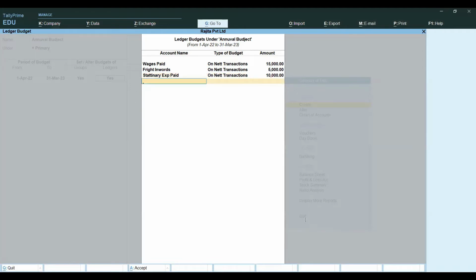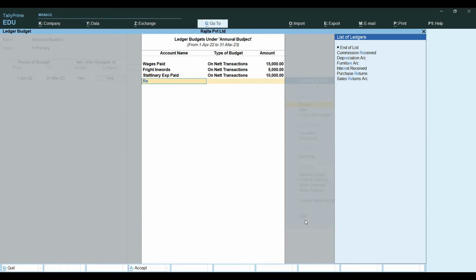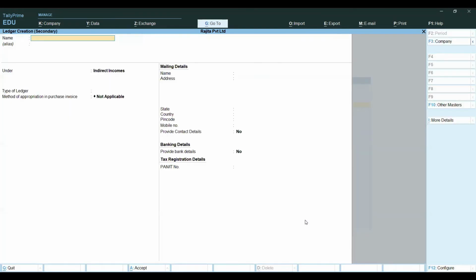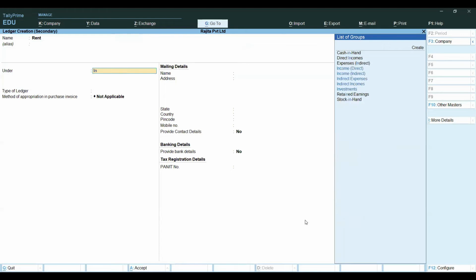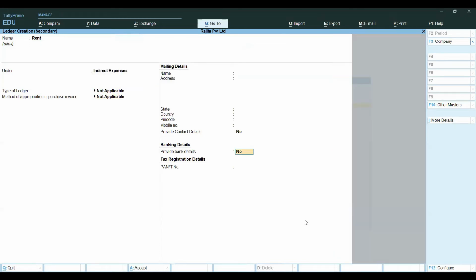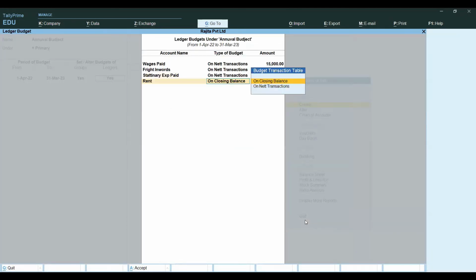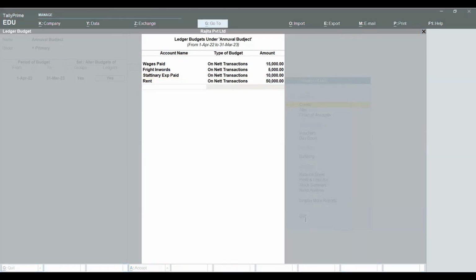Next one, rent, ma. Rent ledger I don't have. I am creating. Alt C. Rent too comes under indirect expenses. Enter, you can save it. Control A. And net transaction. What is the rent amount we have? How much we have? 50,000, ma. Okay, ma'am. Our estimation, rent estimation per year.